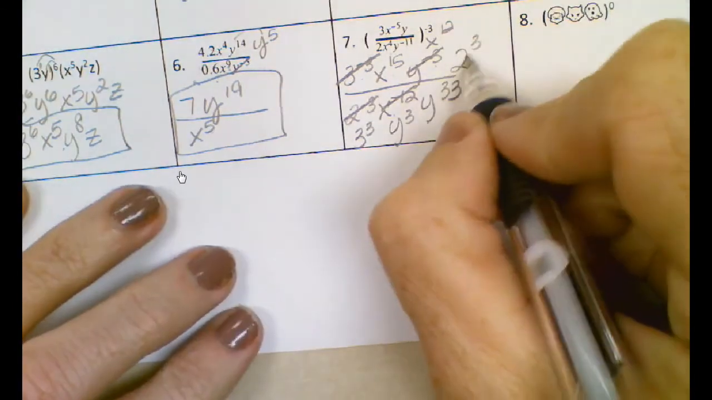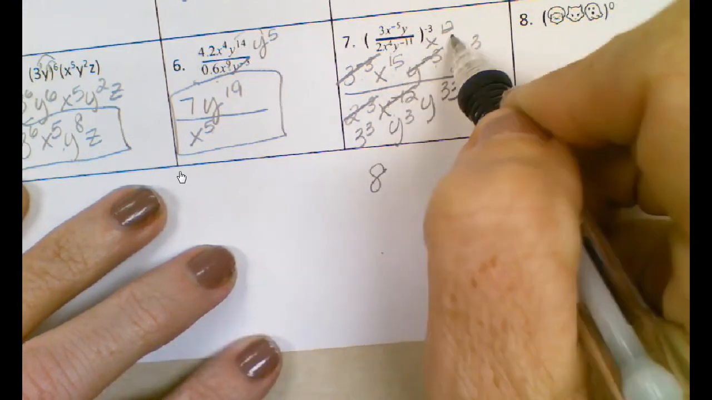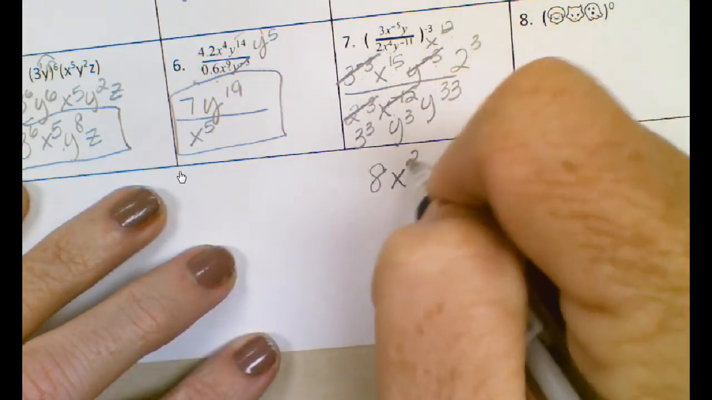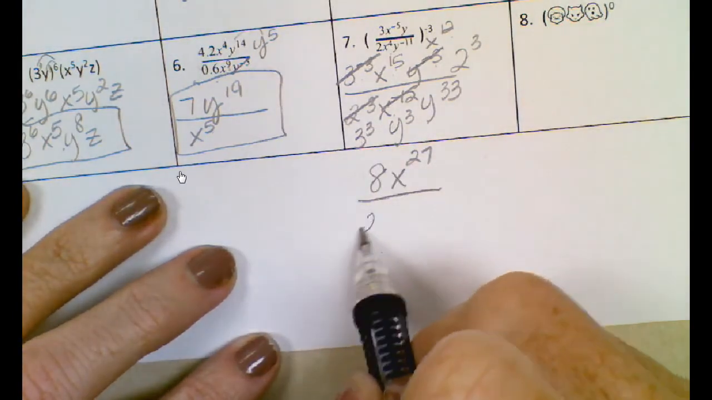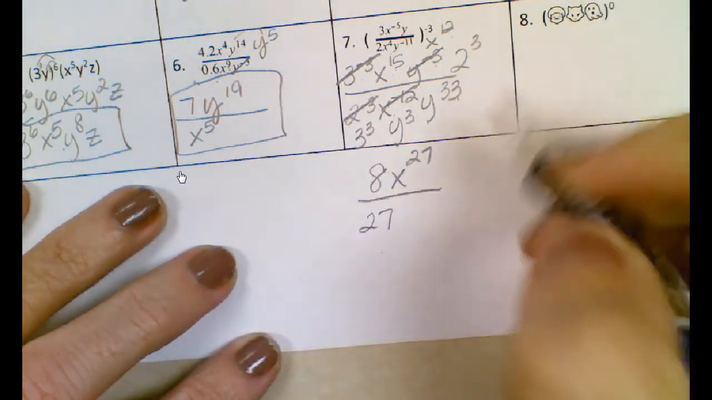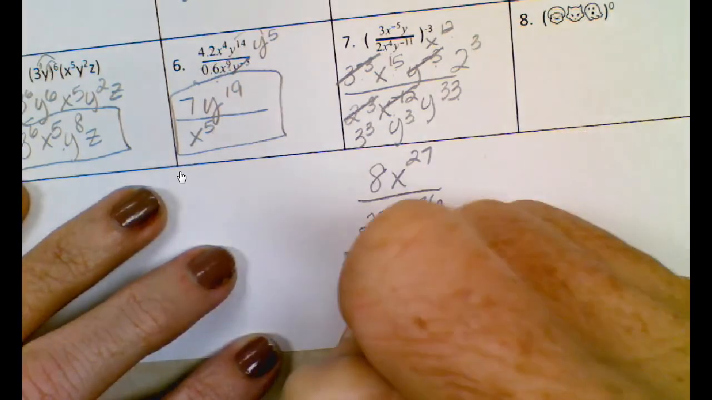Now I just need to tighten everything up and simplify it. So start with your coefficients. 2 to the 3rd is 8, and I have 15 plus 12, so I have 27 as my power of x, and then 3 to the third is 27, and I have 3 plus 33 as my power of y, so I have y to the 36th.